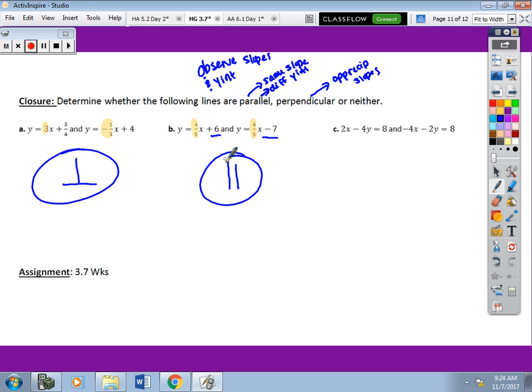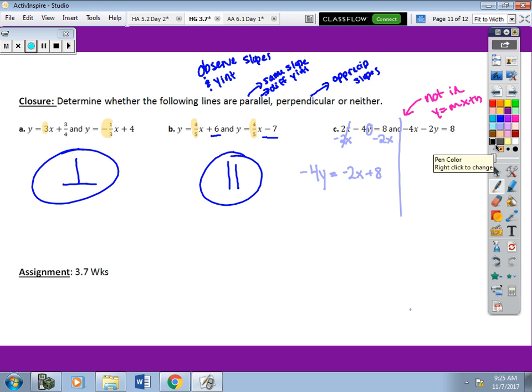Now the last one, most students would just assume it's neither because there's one of each, but that's not necessarily the case. This one is the harder one because this is not in slope-intercept form. So what you have to do, you cannot just say, oh, the slope is 2 and the slope is negative 4. That's wrong. You actually have to solve each of these for y. So you're going to make 2 separate questions up here. Solve for y. So first of all, I'm going to move the 2x over. So I'm going to subtract 2x to get negative 4y equals negative 2x plus 8.